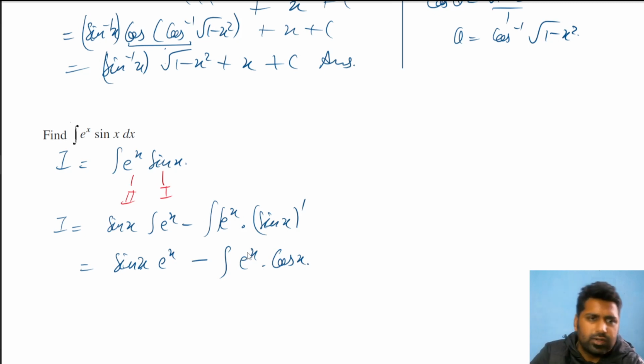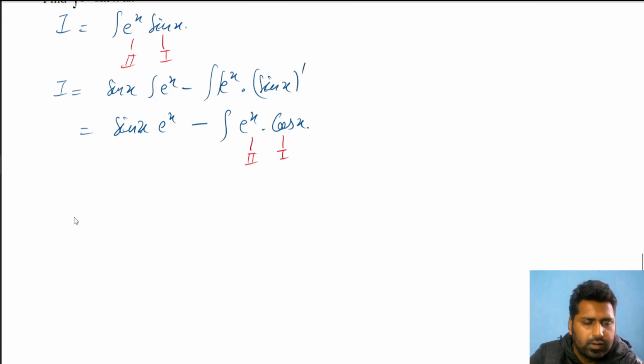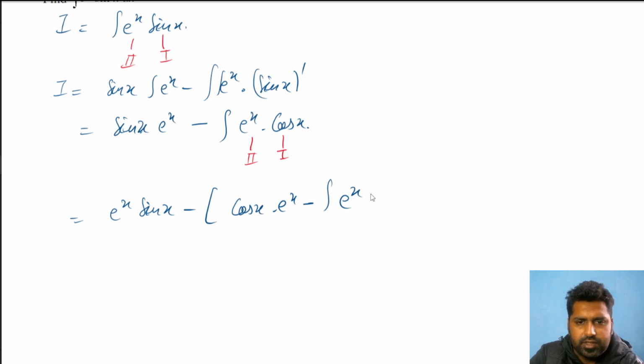Still this cannot be solved, so again applying by parts on it. Same thing, first function, second function. So e raised to power x sine x minus, integration of this: first function as it is, integration of e raised to power x, now I'm writing directly, e raised to power x, minus integration of, again same integration, e raised to power x into differentiation of cos x, that's minus sine x. Okay, I've applied by parts here.